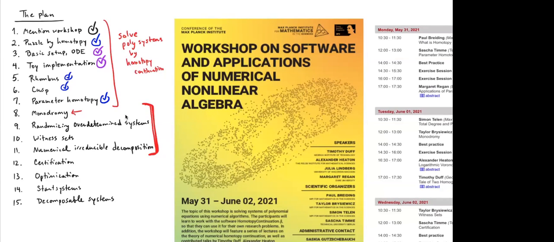Next, we'll talk about overdetermined systems. So for everything we've done so far, we needed n polynomials in n variables, which is called a square system. And we needed it to have isolated solutions. And that is what homotopy continuation can do very well. So at first glance, this seems quite restrictive.